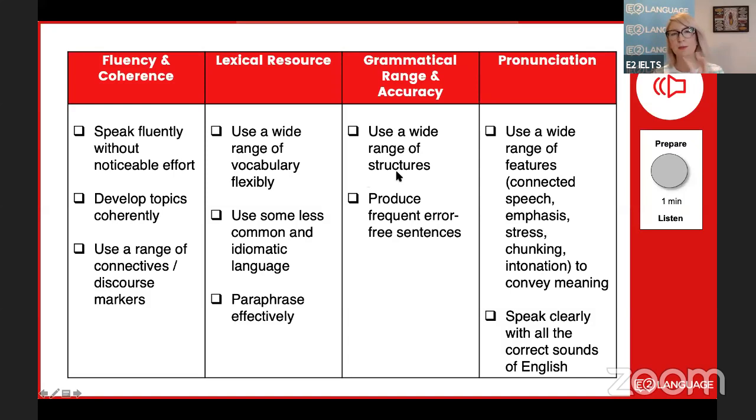Vocab and grammar, similar things here. Have you used a wide range of both? And were you accurate? So were your words correct? Was your grammar correct? Maybe when you listen, you can catch some mistakes. Pronunciation, listen to your voice. Is it flat like a robot, or does it go up and down the way that mine does, the way that it should? Are you speaking clearly, not too fast, not too slow?